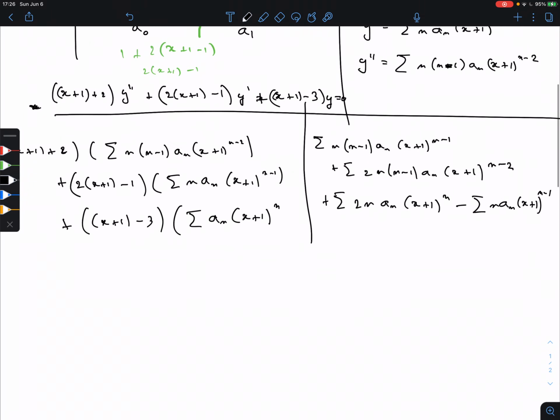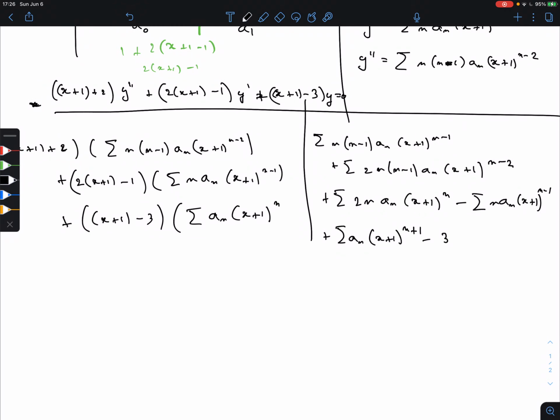Okay, and then that's the last one. We do the same thing. We get plus summation a_n (x+1)^(n+1). Now, this is the first time that we hit something like this, that the powers are higher. Before, the powers were all lower. So we'll see what effect of that is.